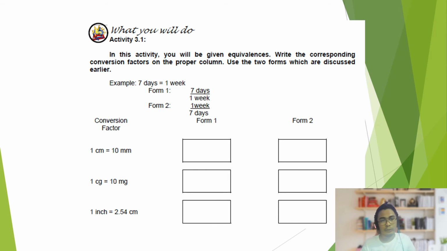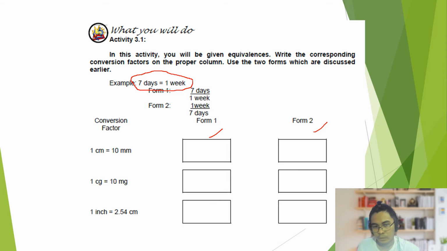Now for activity 3.1, you will now apply your learning. So here, the conversion factor is given. We know that in one week we have 7 days. 7 days is equal to 1 week. 1 week is equal to 7 days. Even if you flip it, it's the same. So the form 1 is 7 days divided by 1 week. The form 2, we have 1 week divided by 7 days. So this is all you will do with the boxes provided here.